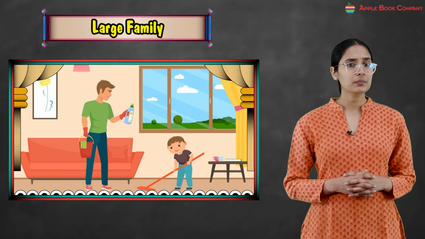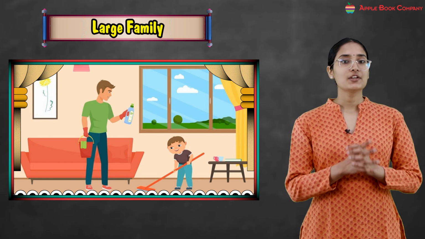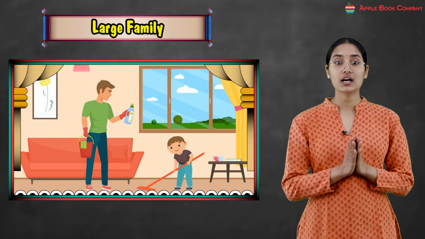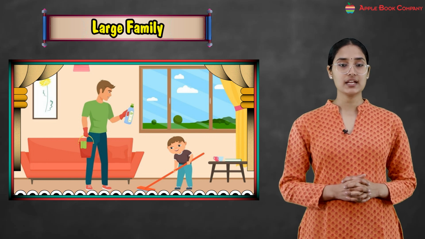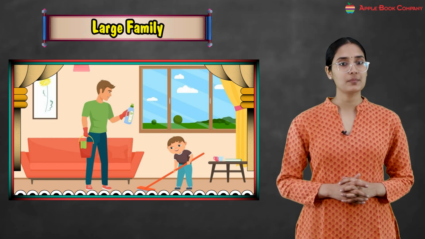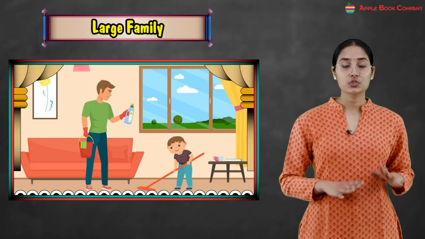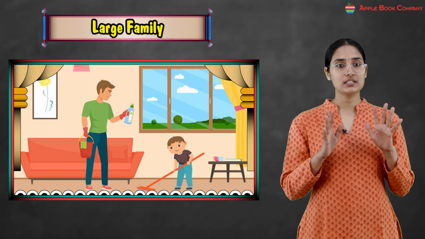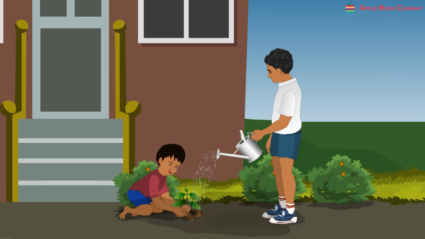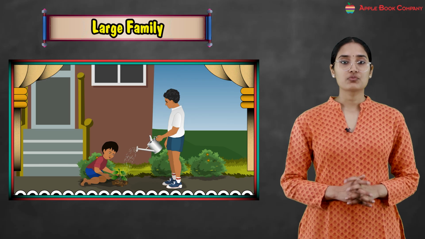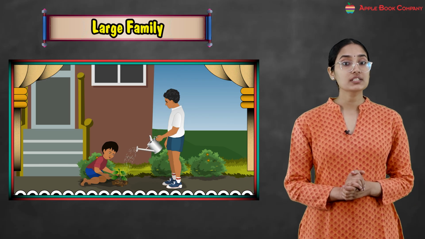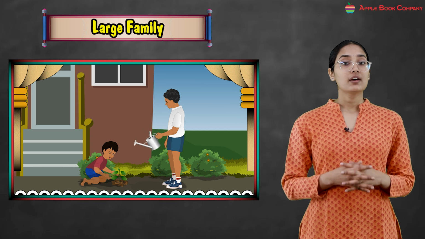Now, how do you help your family members? I help to keep the house clean and tidy, right? This is how I help my family members. I clean and keep my house, my books at their place, right? I water the plants in the garden. We have a garden and I water the plants there, right? So this is all about Rohan's family and how he also helps in his family.